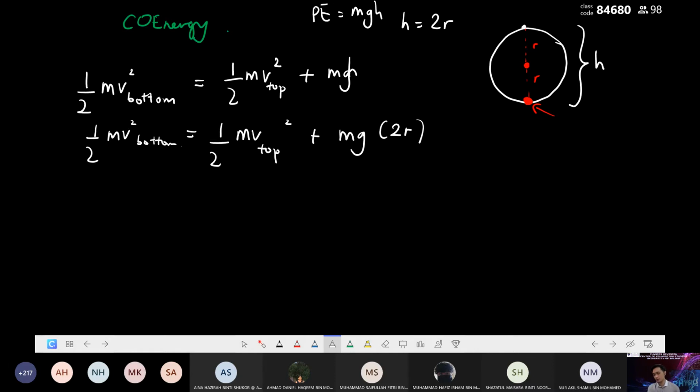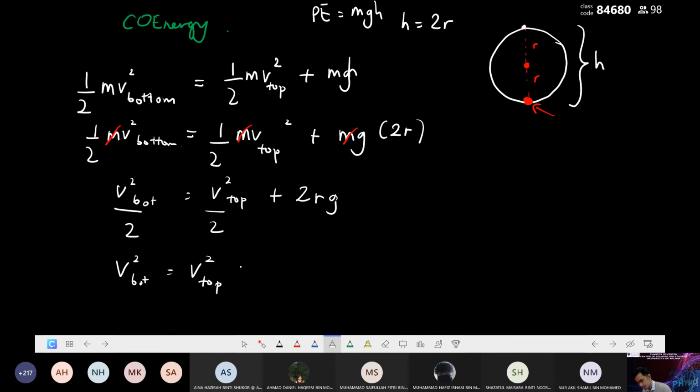Okay, now I want to remove the values. Before that, we can cancel out m, of course. So cancel m. Okay, and then v square bottom divide by 2 is equal to v square top divide by 2 plus the 2rg. Okay, and then I equalize the denominator at the bottom. So v square bottom is equal to v square top plus with the 4rg.